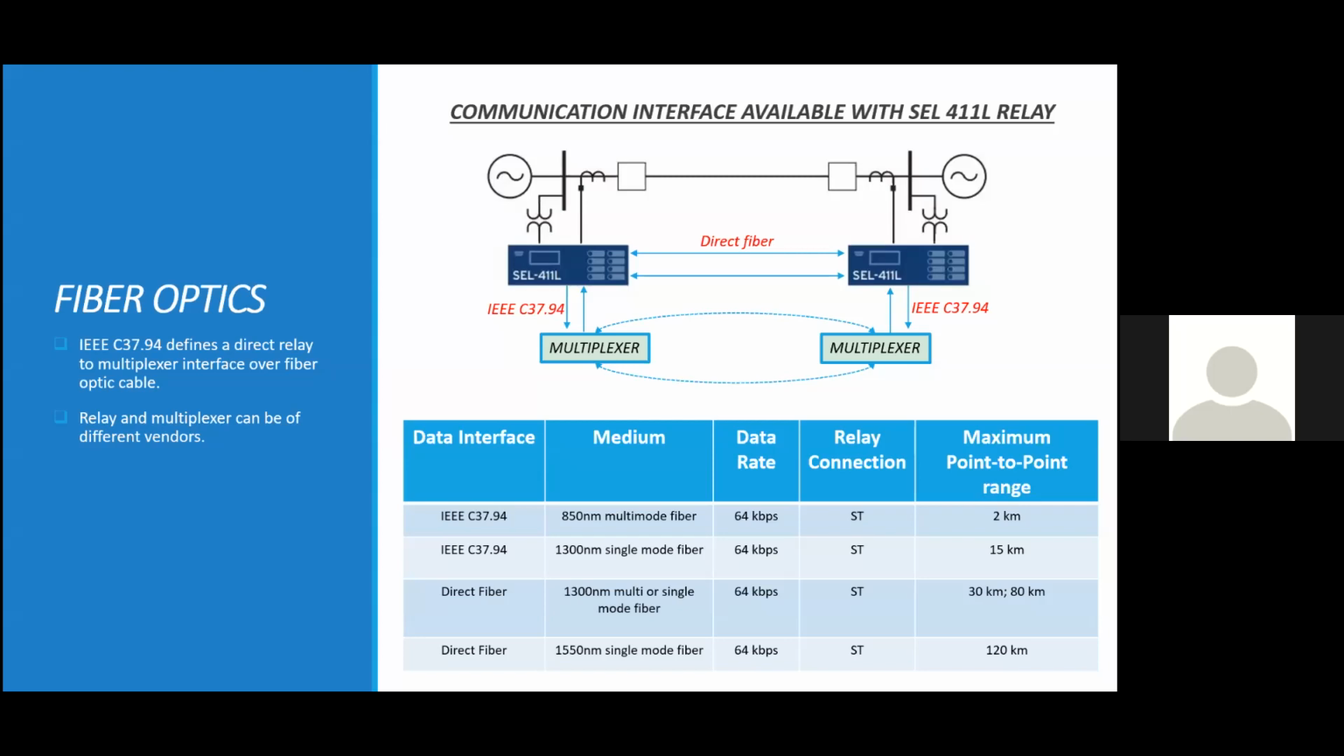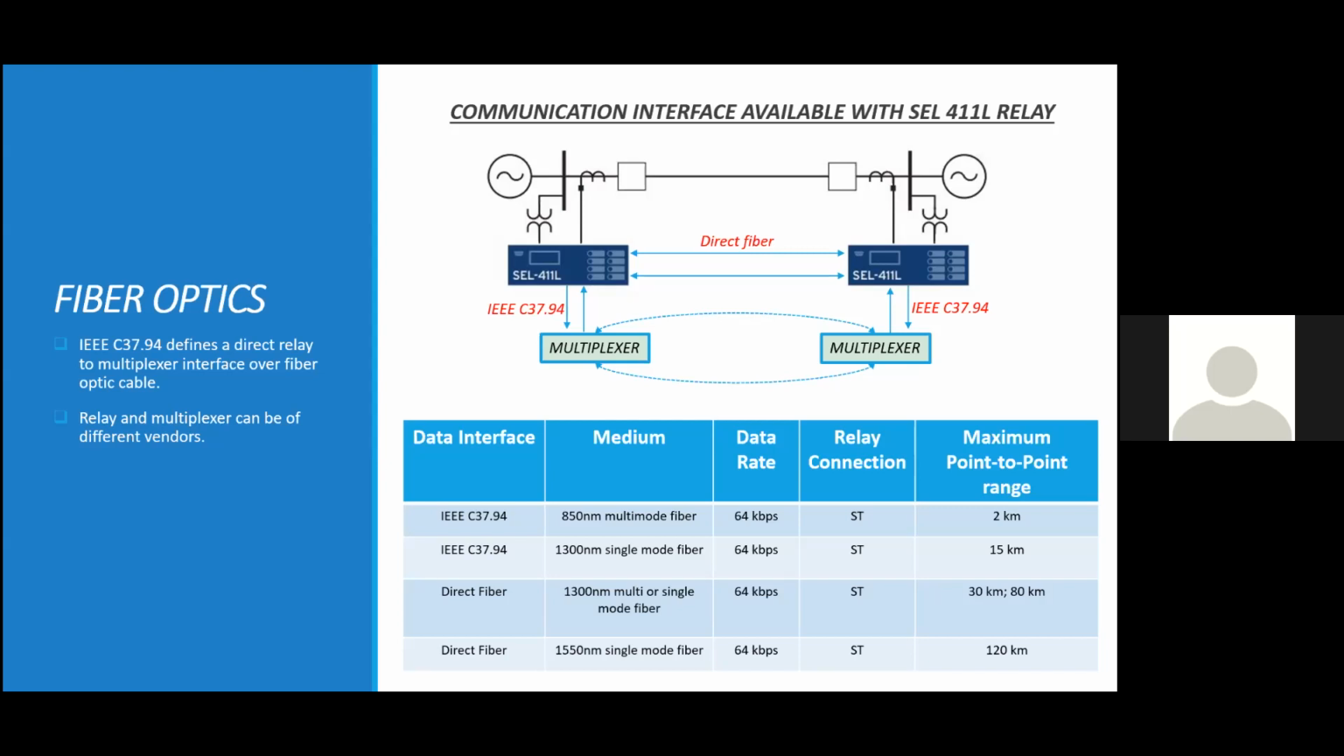So the peculiar thing about the IEEE C37.94 is we can use that fiber port connection with any multiplexer. So we can have a relay and a multiplexer, both of them can be of any vendor, different vendors. And if we use this standard fiber, then we can connect different vendors relay with a different vendor multiplexer.